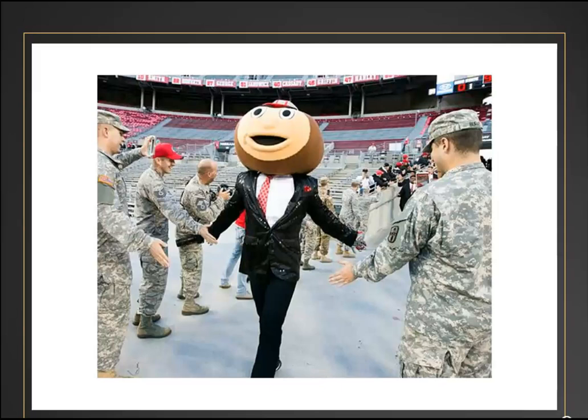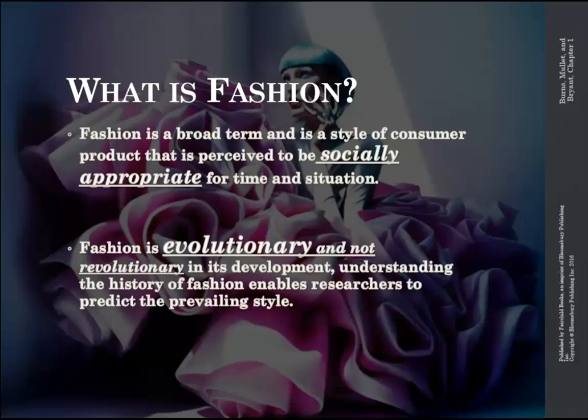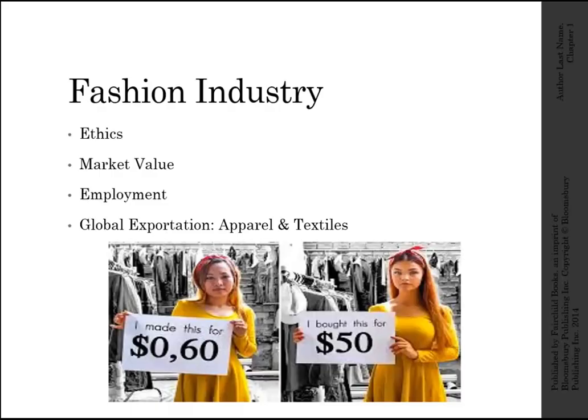What's going on in this picture? You can see that Brutus is dressed very dapper, very unusual for Brutus based on what we just saw. What you'll also see is in this tunnel, there are the football players coming out. And what's happening here is that this is the NFL draft. So of course, Brutus also has to dress up to be socially appropriate for the time and the occasion. And in this case, it's for the NFL draft. So when we think about what is fashion, it is socially appropriate for the time and the occasion. And then it's also evolutionary. It's going to change. And that's what makes it so exciting and fun to study.